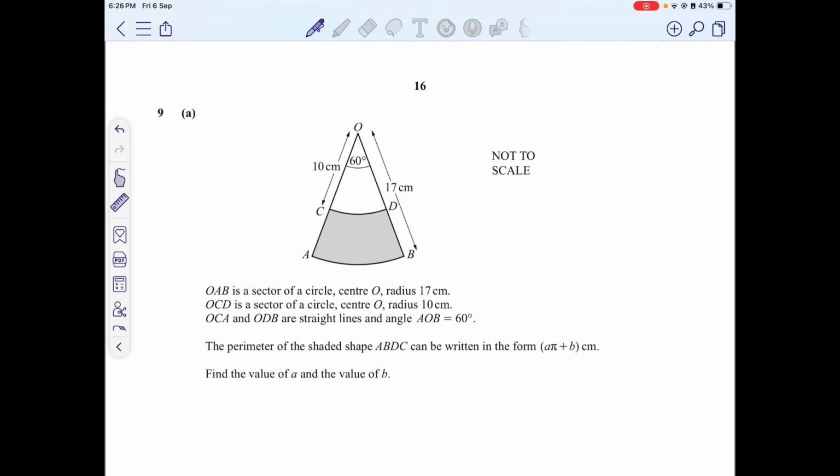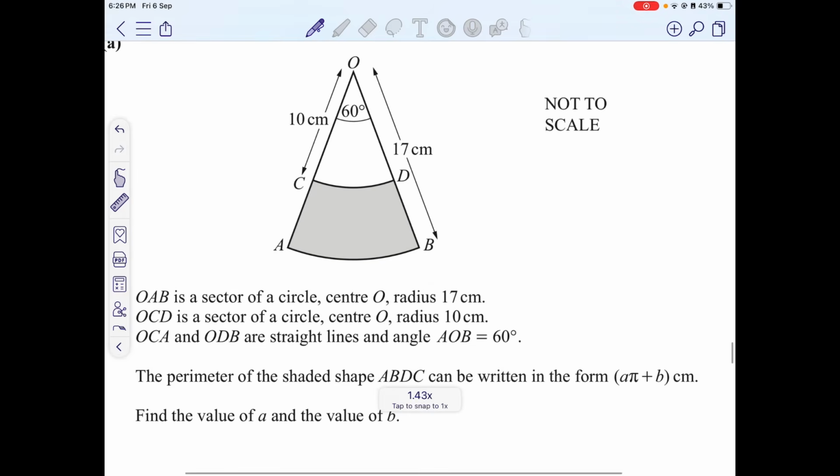Now we'll be looking at question number 9. Question number 9a says that OAB is a sector of a circle, center O radius 17 centimeters, and OCD is a sector of a circle, center O radius 10 centimeters. OCA and ODB are straight lines and angle AOB is 60 degrees. The perimeter of the shaded shape ABDC can be written in the form A pi plus B centimeters. Find the value of A and find the value of B.